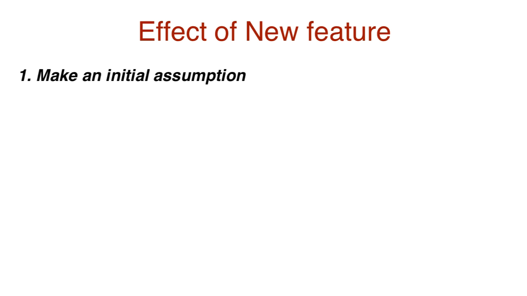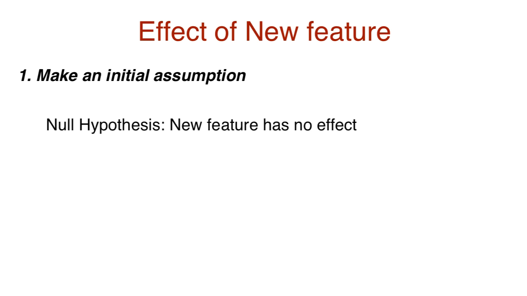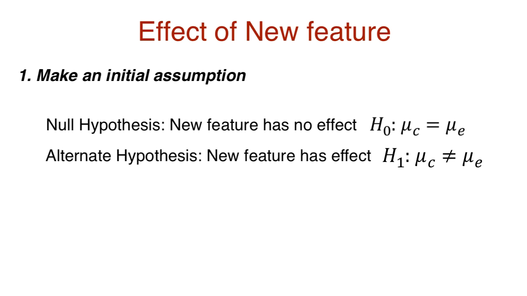First, come up with the initial assumption. Our initial assumption, the null hypothesis, would be that the new feature has no effect. Since we compare mean values, it is stated as the mean of the control users is equal to the mean of the experiment users. And the alternate hypothesis is just that the means are unequal.